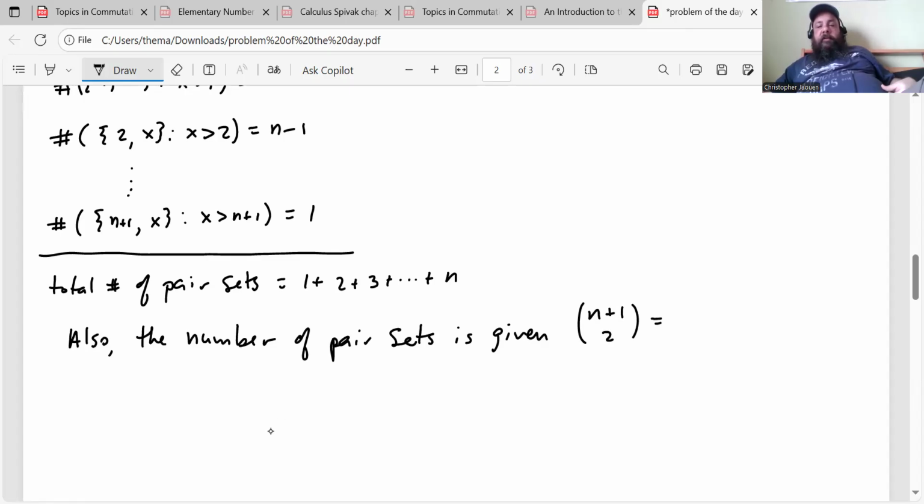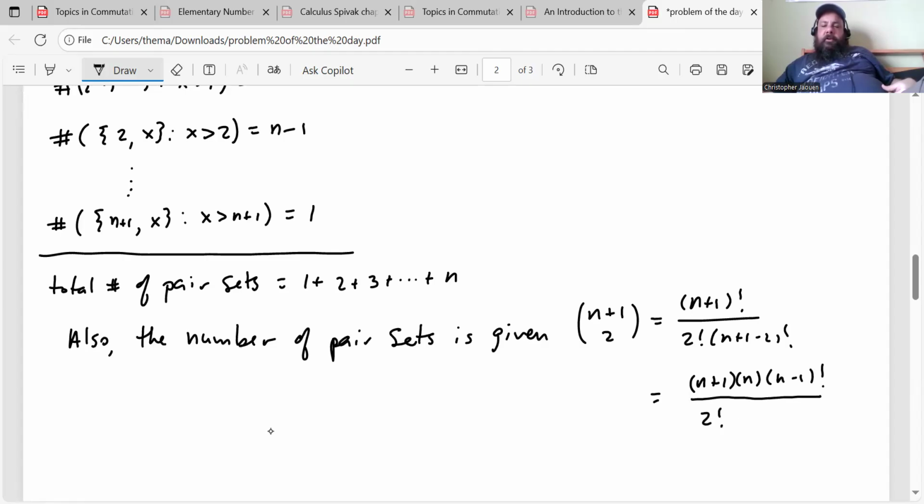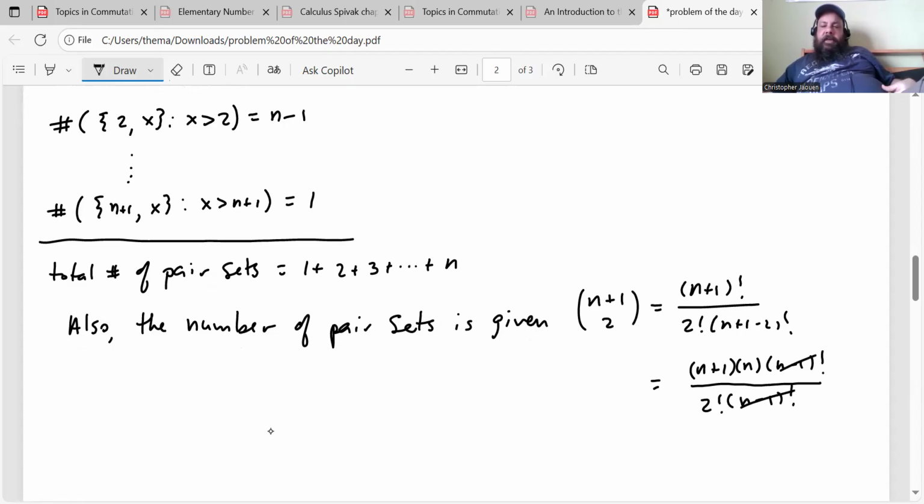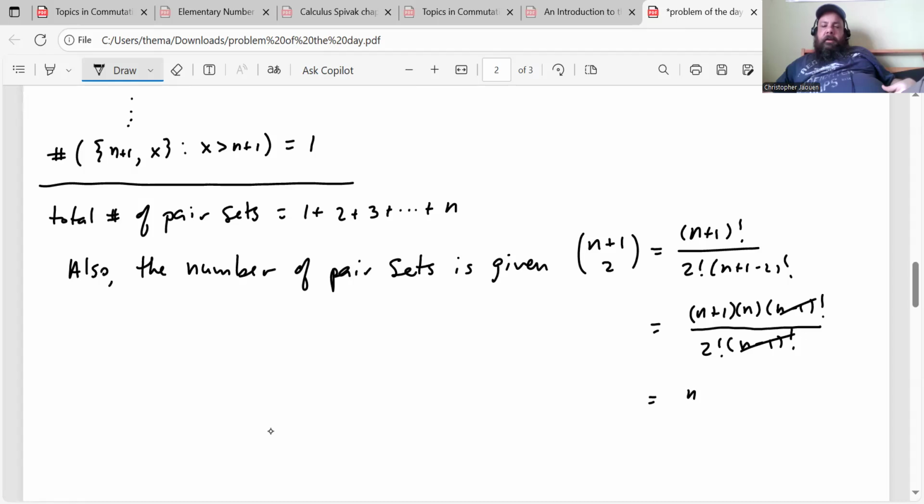And using the formula for the binomial coefficient, this is n plus 1 factorial over 2 factorial times n plus 1 minus 2 factorial, which is n plus 1 times n times n minus 1 factorial divided by 2 factorial times n minus 1 factorial. And notice that the n minus 1 factorials cancel. So you end up with n times n plus 1 over 2. And that gives you a combinatorial proof for this formula.